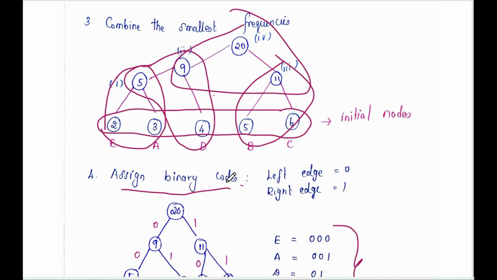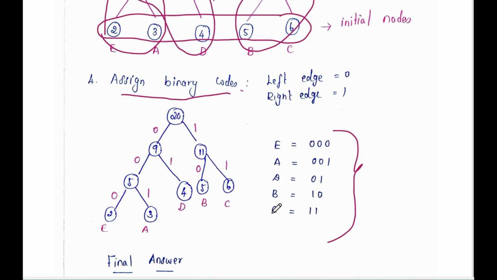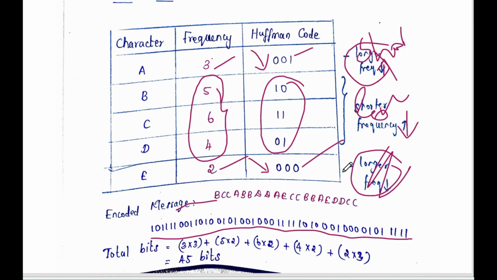Okay, then put the edge values. So if the edge is on the left side, put 0, on the right side put 1, and make the code using the path traveled from the root node to the particular leaf node, the character leaf node. Then find the binary code. So finally find the total bits, equal to the particular character's frequency times the binary code length.